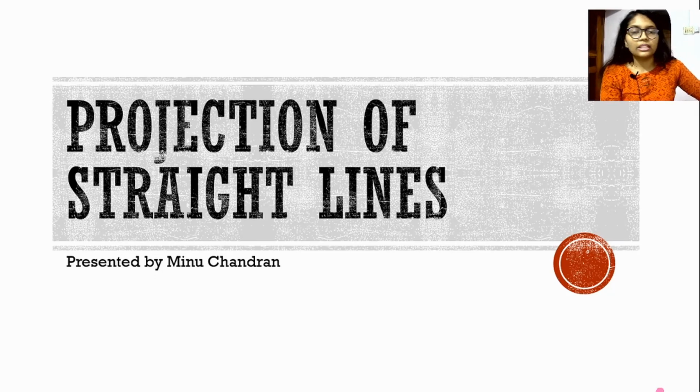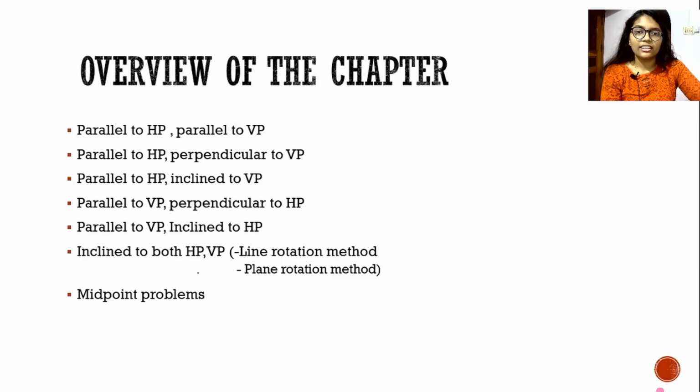So today's topic is projection of straight lines. This is the overview of the chapter. As I said in the last video, we have 4 quadrants, isn't it? First quadrant, second quadrant, third and fourth. And these quadrants are got by the intersection of two planes, horizontal plane which is HP and vertical plane that is VP. So I am going to place a line in any of these 4 quadrants and then we can later represent this line with respect to these HP and VP.